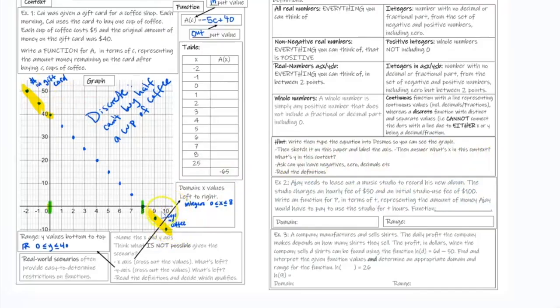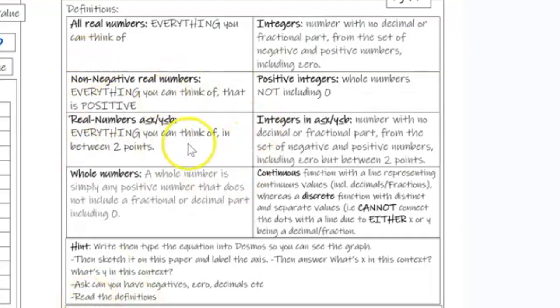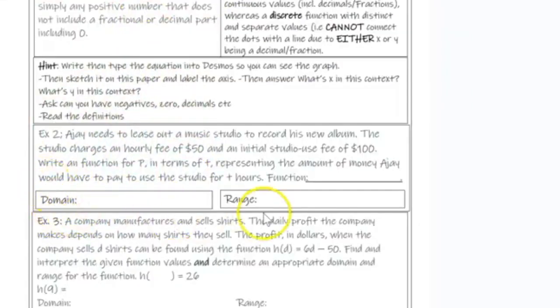In other words, for me, x was cups of coffee, y was dollars and gift cards. Ask if you can have negatives, zeros, decimals, etc. So I kind of just walked you through that on the y-axis and on the x-axis. Then read these definitions to decide which one it is. And then tell me what is the range, what is the domain, and what is the range.